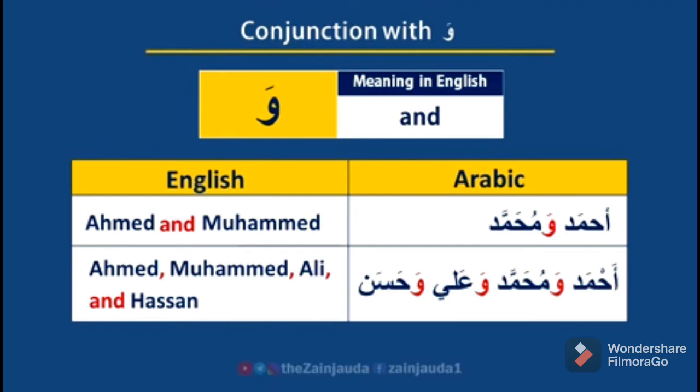As far as typing is concerned, please notice that the waw is attached to the next word without a space. So you type wa and directly type the name or the word that follows it. So you see wa Muhammad wa Ali wa Hassan all seems as if it is one word. Now let's have some examples.